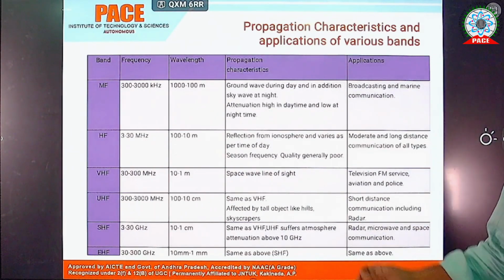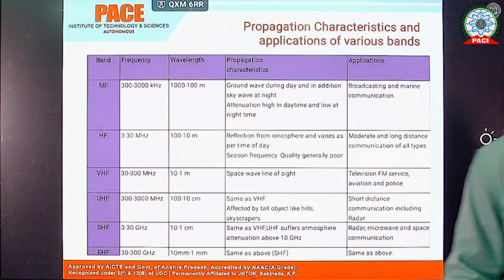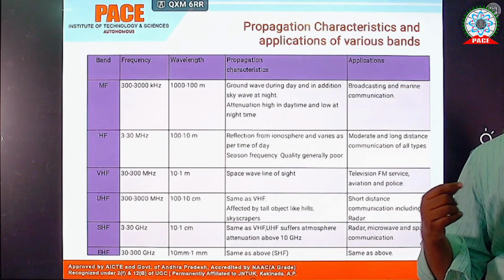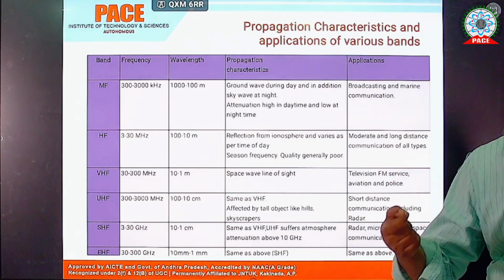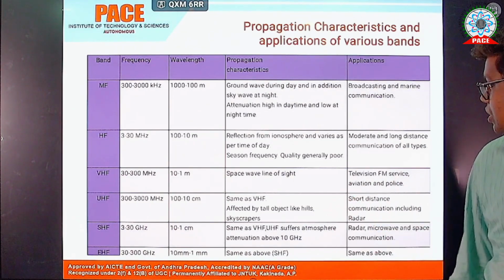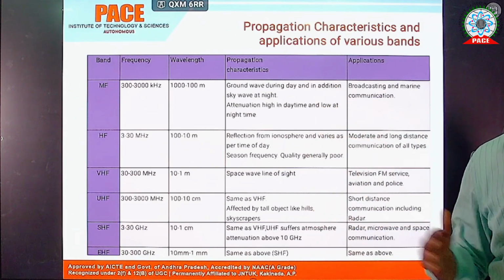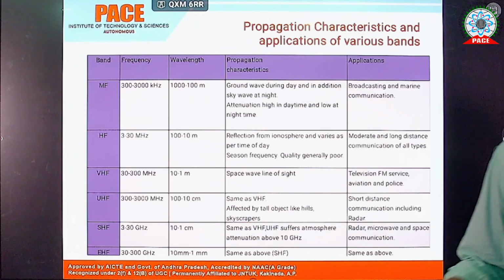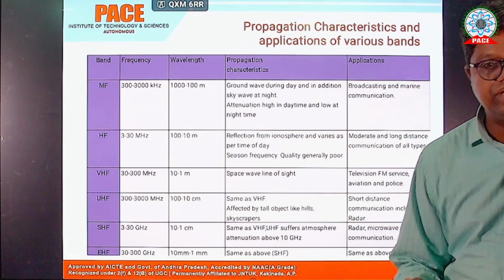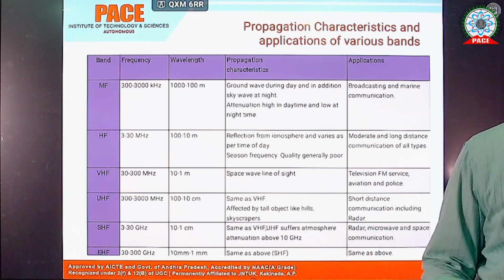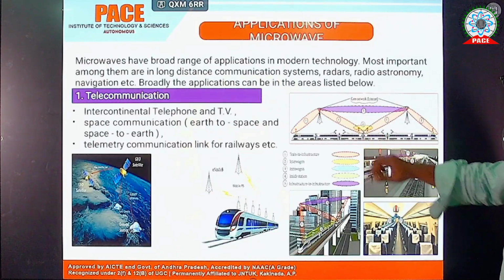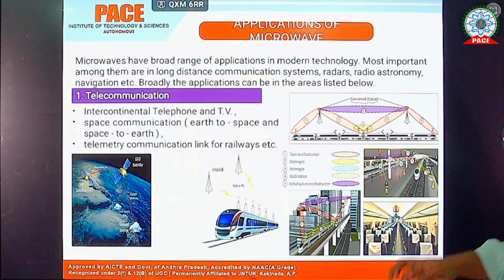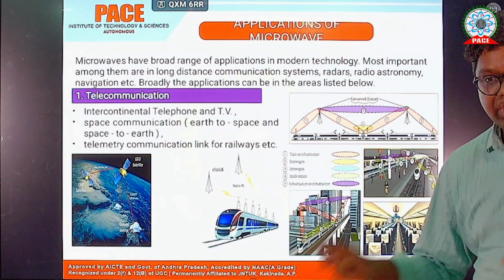If you consider the middle frequency, you get broadcasting and marine communication. With the high frequency, you get moderate and long distance communications of all types. Everything travels like a wave at the velocity of light. This is the propagation characteristics of various applications in the microwave frequencies. Now I have some examples of applications where you can use microwave devices.